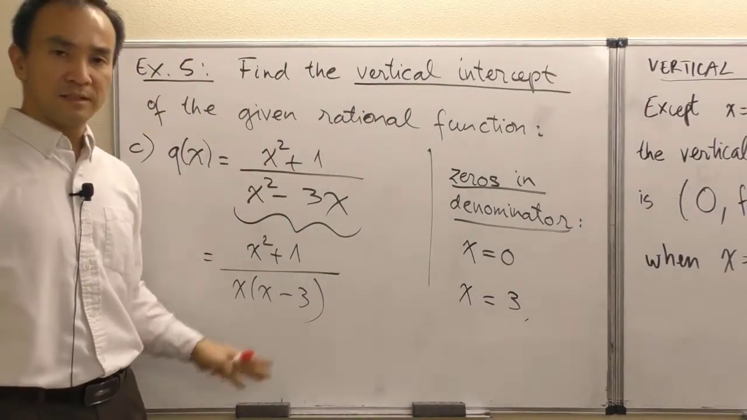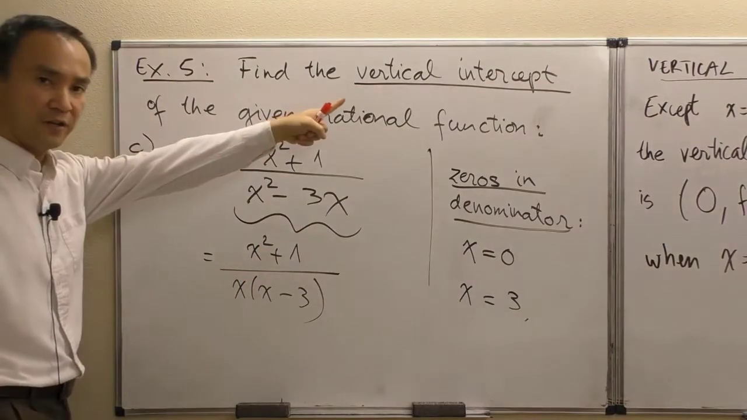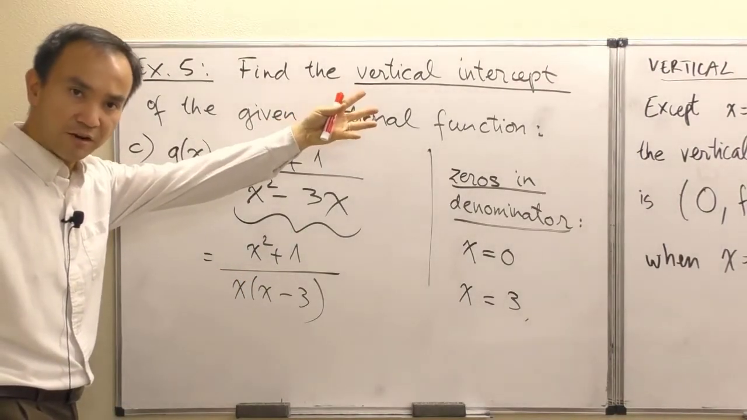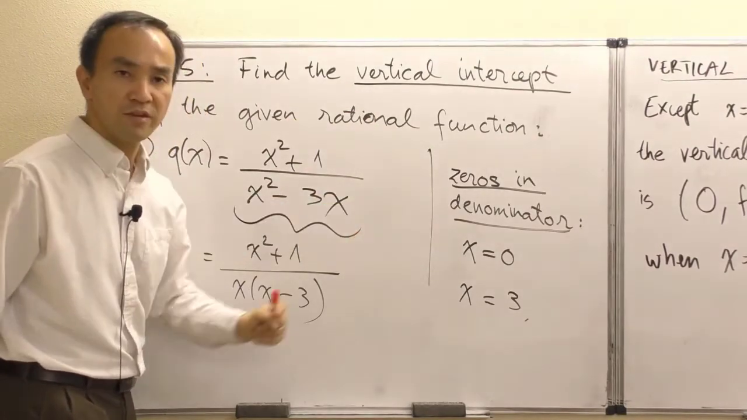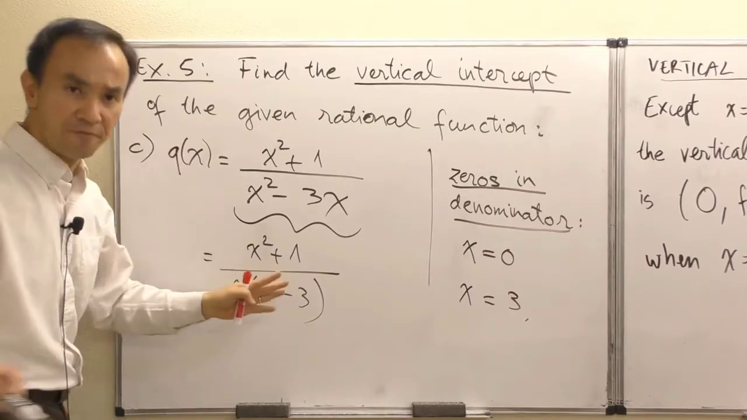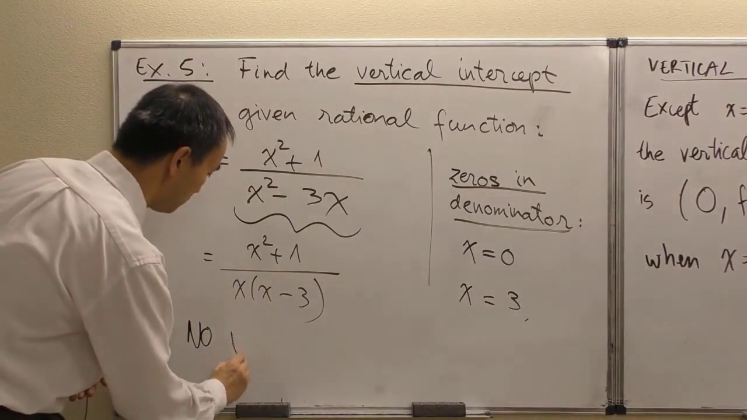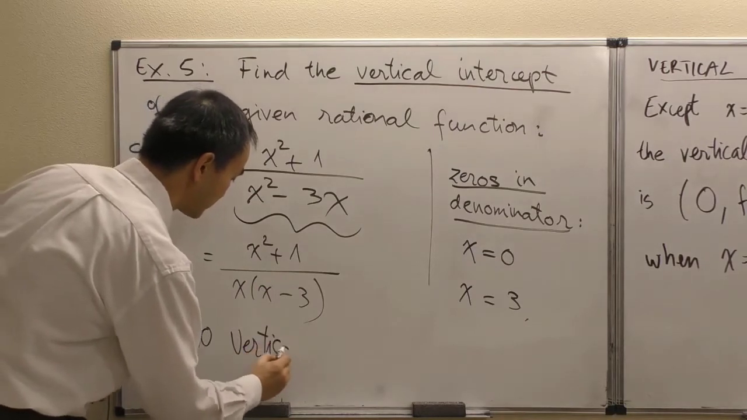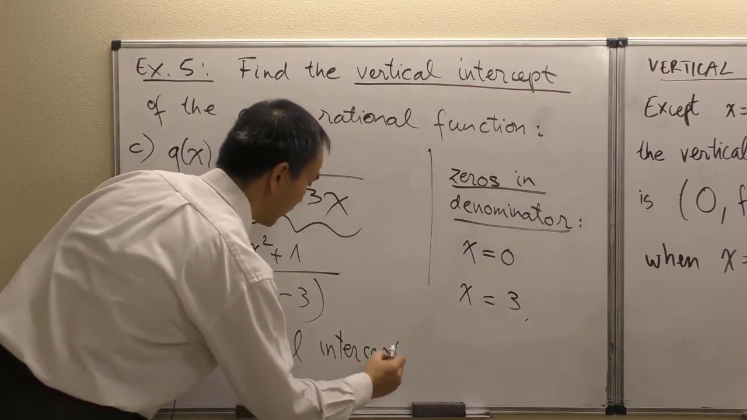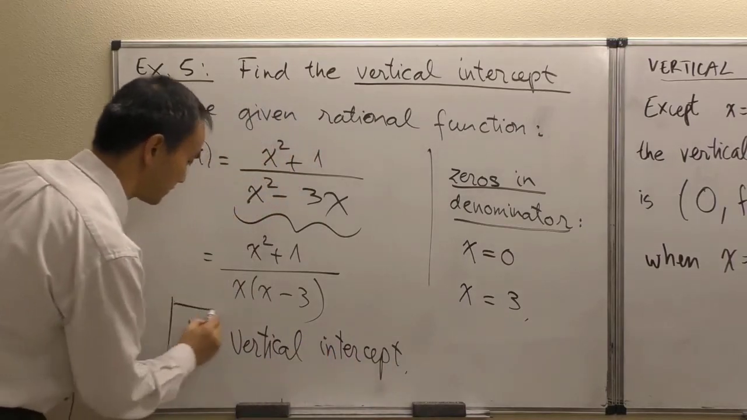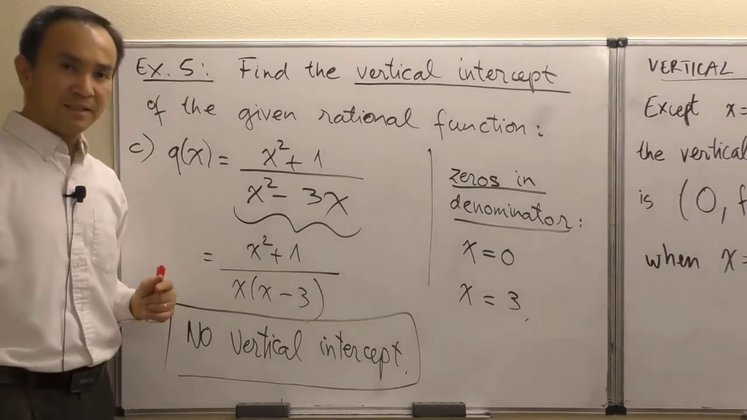But now, the only way to find the vertical intercept is to let x equal 0. Unfortunately, x equals 0 is one of the zeros of the denominator. So the straightforward final conclusion here is no vertical intercept. No vertical intercept.